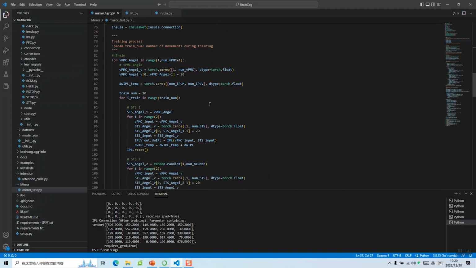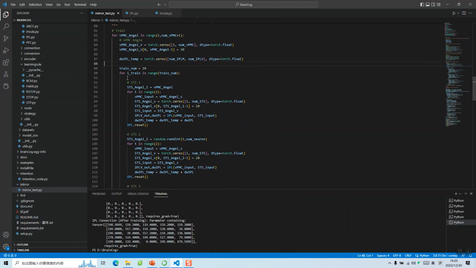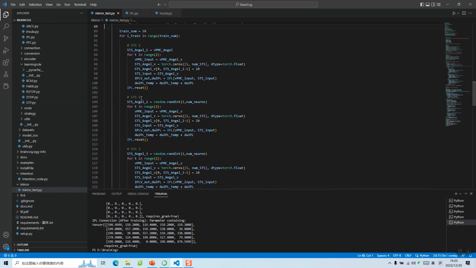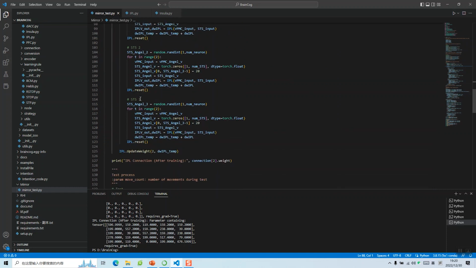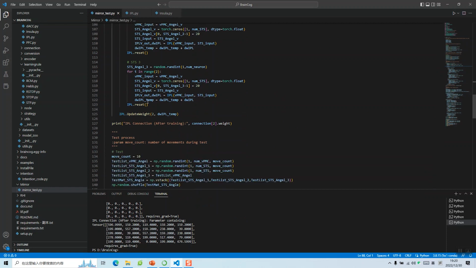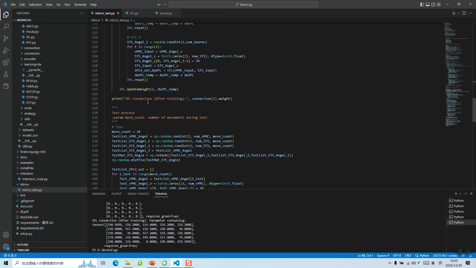In the training process, the VPMC outputs the motion angle generated by itself, and STS1, STS2, and STS3 output the motion angle detected by vision. This information is fed into IPL-SN to realize the motor visual associative learning.